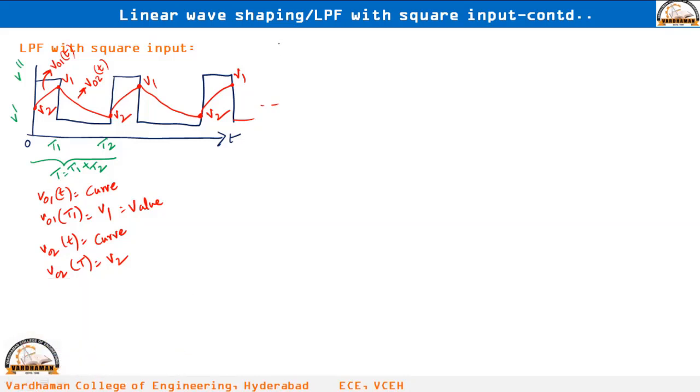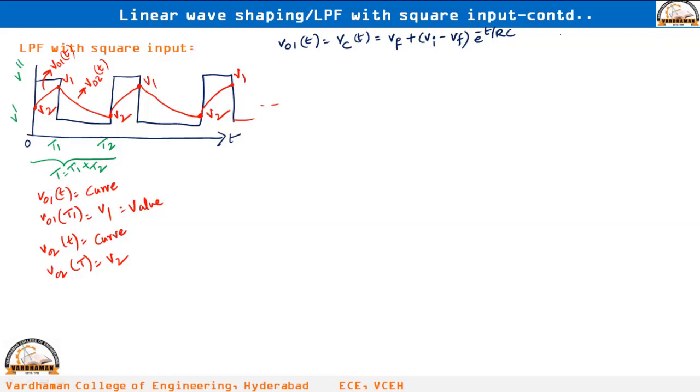So here I am writing, see carefully, V01 of t is actually an exponentially increasing signal. Now the capacitor voltage we have to consider. It is actually the capacitor voltage only, because the output in the low pass filter we are taking across the capacitor. So capacitor voltage is given by V final value plus V initial value minus V final value multiplied with e power minus t by RC.